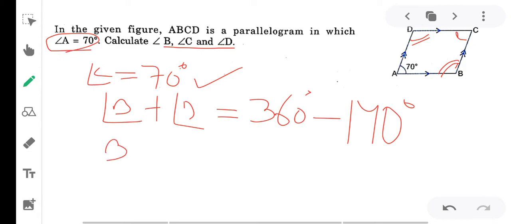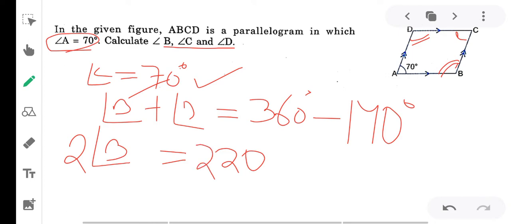Because angle D is equal to angle B, we can write 2 angle B equals, sorry, 220 degrees. So 2 angle B is 220 degrees. Now angle B will be 220 by 2, that is 110 degrees. Clear? So angle B equals 110 and angle D is also 110, and angle C equals 70 degrees.